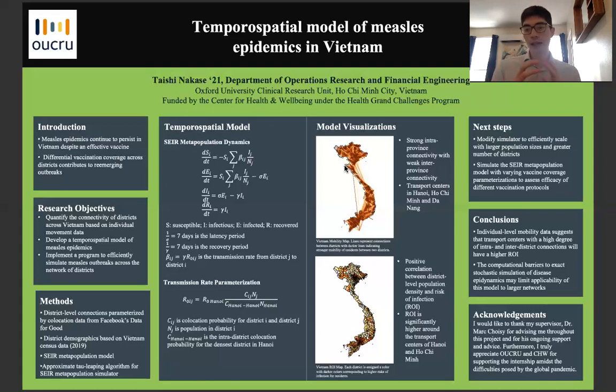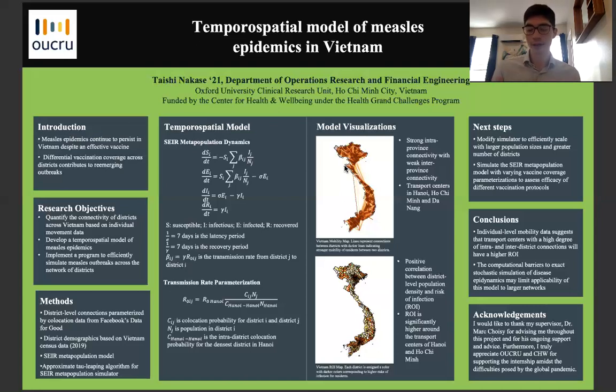What we can see here, which is a little difficult given the resolution, is that we have clusters of dark regions, which indicate strong intra-province connectivity but weak inter-province connectivity. And particularly dark are the transportation centers of Hanoi, Ho Chi Minh, and Da Nang, which is typically expected.